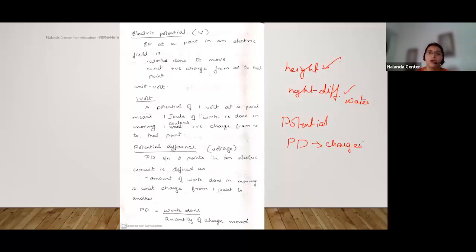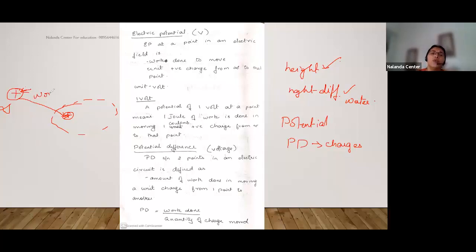Now, what is potential? We are talking about an electric field. At this particular area, some kind of effect of charge is felt. Electric potential is the electric potential at a point. We are talking about the electric potential at this particular point. What is the electric potential at this particular point? I am bringing a hypothetical unit positive charge from infinity to this particular area.